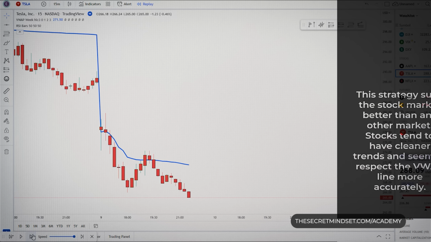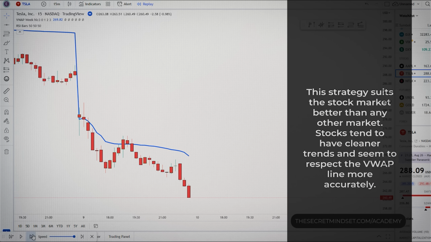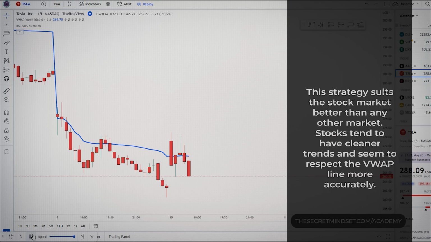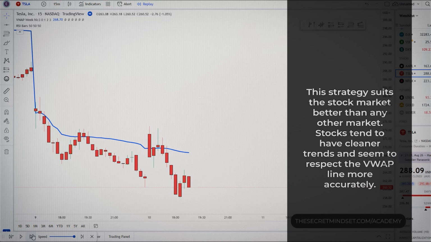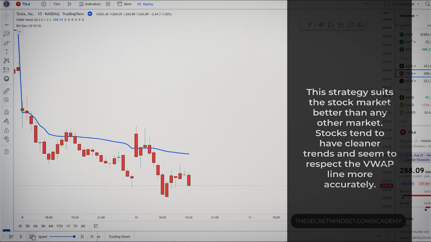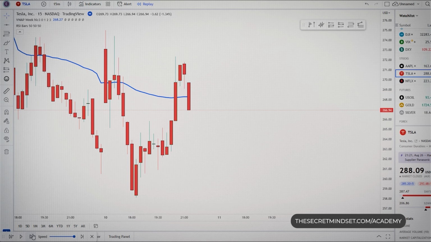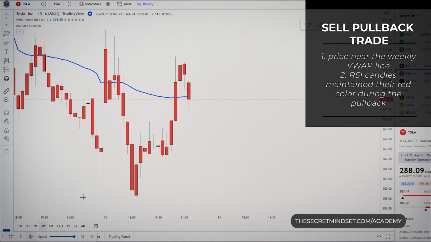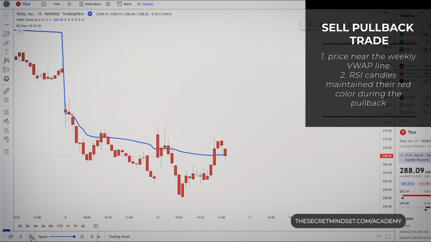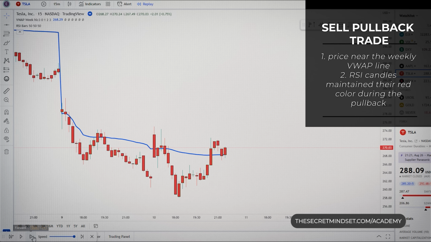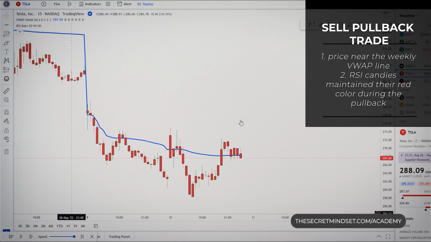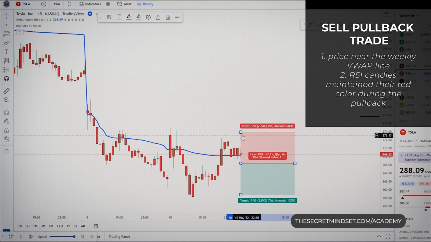I found that the weekly VWAP suits the stock market better than any other market. Stocks tend to have cleaner trends and seem to respect the VWAP line more accurately. Here's a short pullback on Tesla near the weekly VWAP line. RSI candles maintained their red color during the pullback, so this is a valid setup.